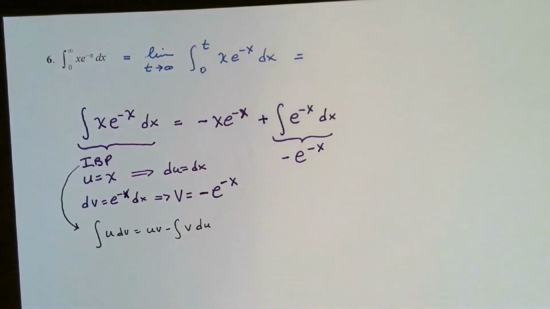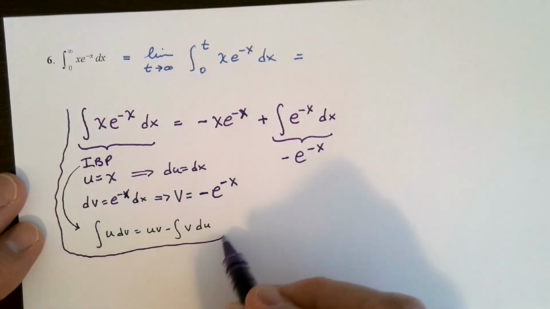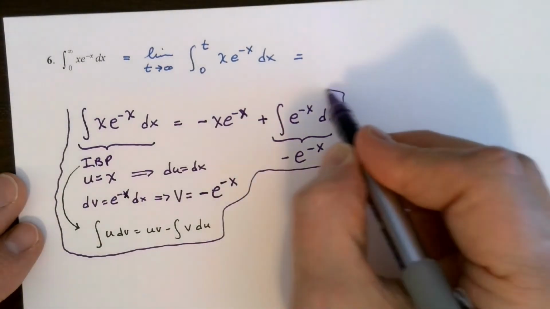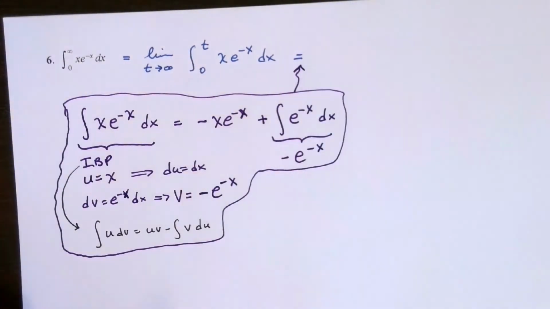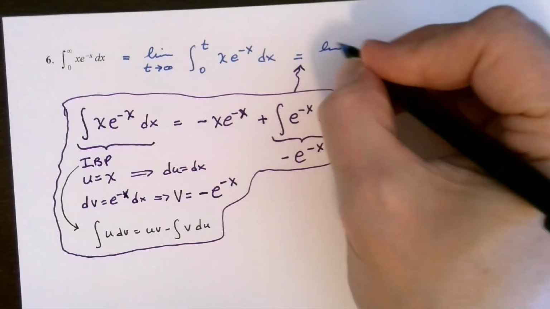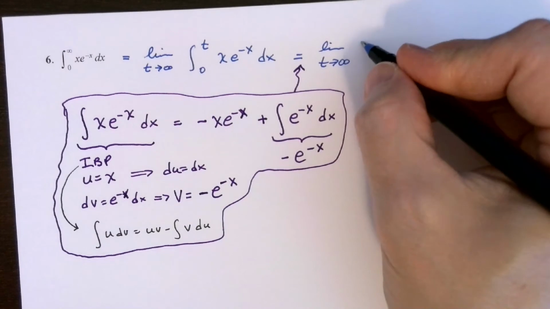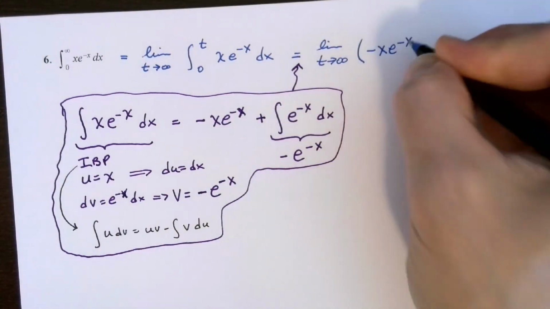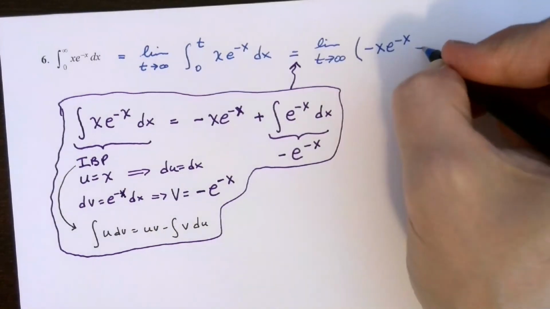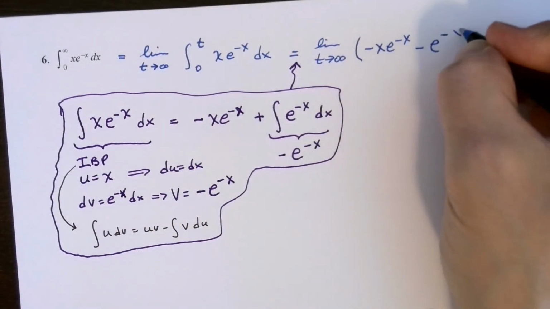Okay. So this is just a little aside to realize that sometimes when you find the antiderivative, you've got to use some of these other techniques that we've been working with. So this becomes the limit as t goes to infinity. The antiderivative of x e to the negative x is negative x e to the negative x minus e to the negative x.